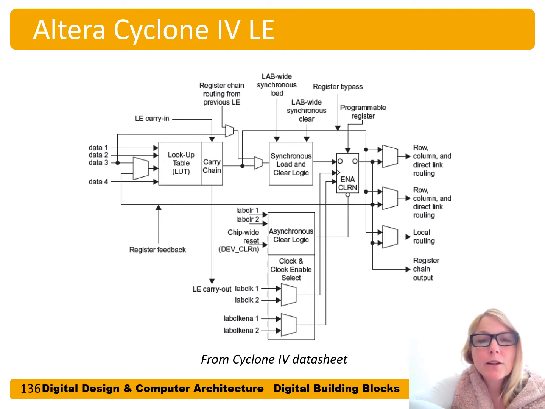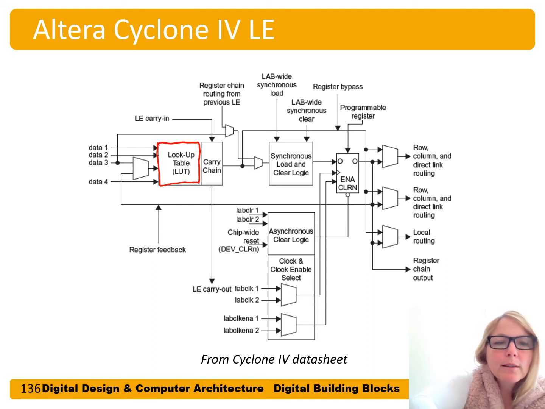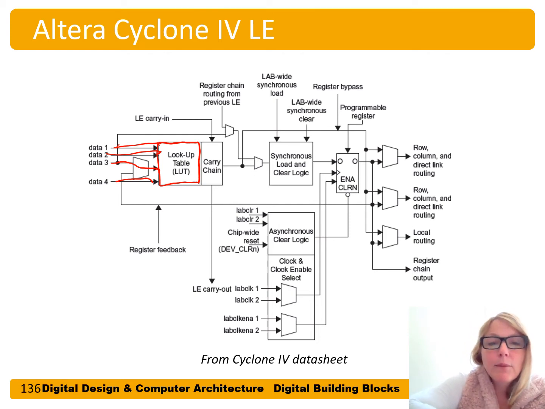This is a logic element, or LE, from Altera's Cyclone IV FPGA. And this is a picture from the Cyclone IV data sheet. So a lot of stuff going on here. Let's focus on the main parts of this figure. We have this lookup table, which is a small memory that has 4 inputs: data 1, data 2, data 3, and data 4. And that's a 2 to the 4 by 1 bit memory. And so it can perform any function of 4 inputs.